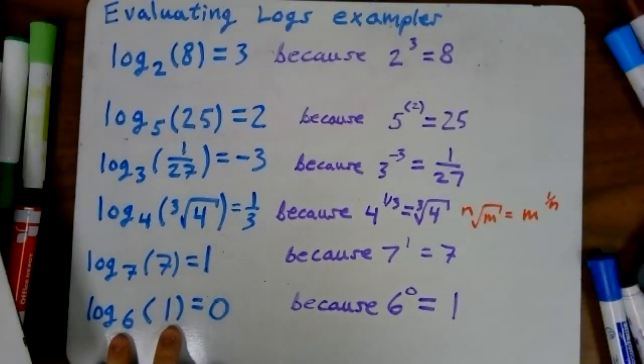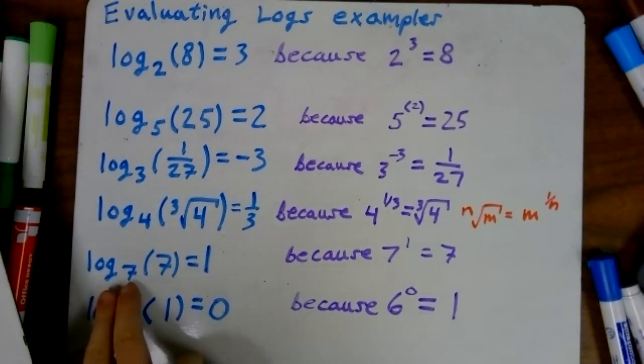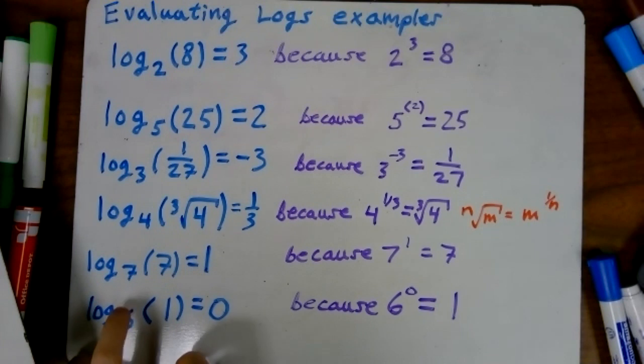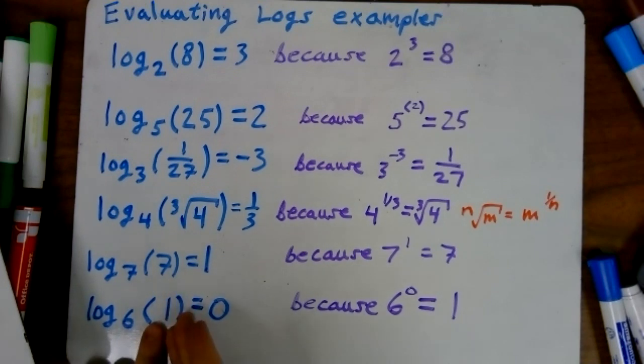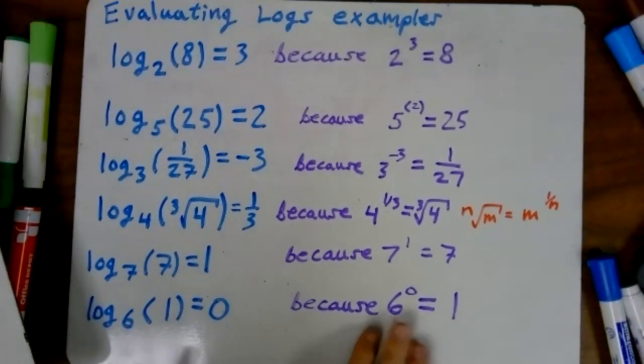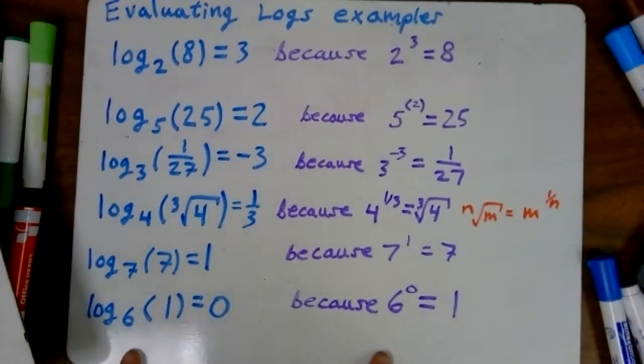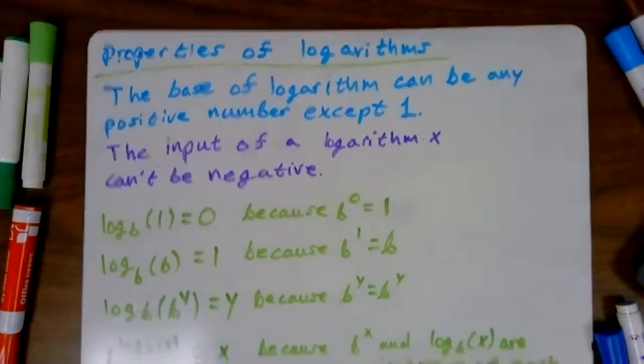A log of any base with an input of 1 will always give us 0. Whenever the base and the input match, our output will always be 1. And whenever we find a log of a power of the same base, the exponent is just given to us already. And finally, logs and exponentials are inverses, which means if you plug one into the other, they will cancel out. So put all these together, and we can have a nice list of properties of logarithms.